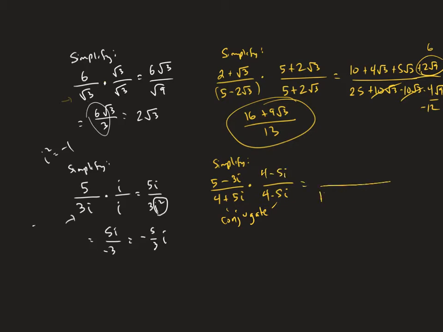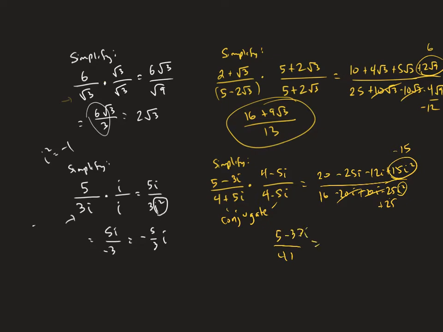When I FOIL it on the bottom, it's 16 minus 20i plus 20i minus 25i squared. These go away. And then remember, i squared is negative 1, so this is negative 25 times negative 1, so plus 25. So I get 41 on the bottom. And then on top, I'm going to FOIL it out as well. 20 minus 25i minus 12i plus 15i squared. Remember that i squared is negative 1, so this is negative 15. 20 plus negative 15 is 5, and then minus 37i.